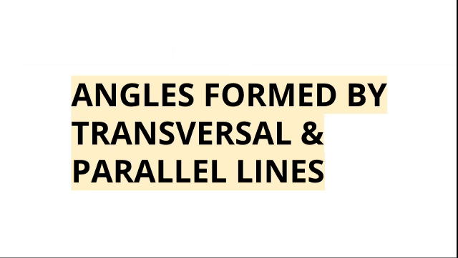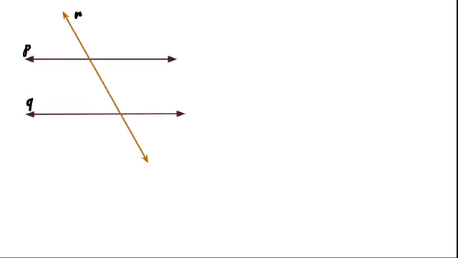Let us see the angles that are formed by transversal and parallel lines. This is the representation. Line P is parallel to line Q and R acts as the transversal. We know that when two lines are intersected, we get four angles. So when line P is intersected with line R, we get four angles. Let us number them. 1, 2, 3 and 4.